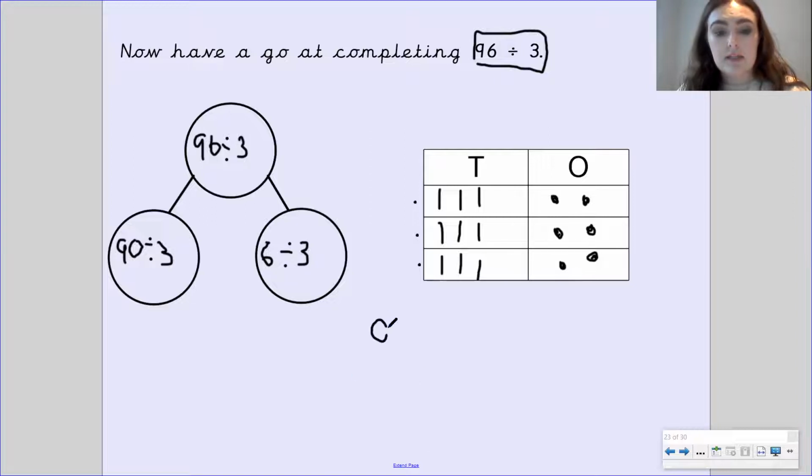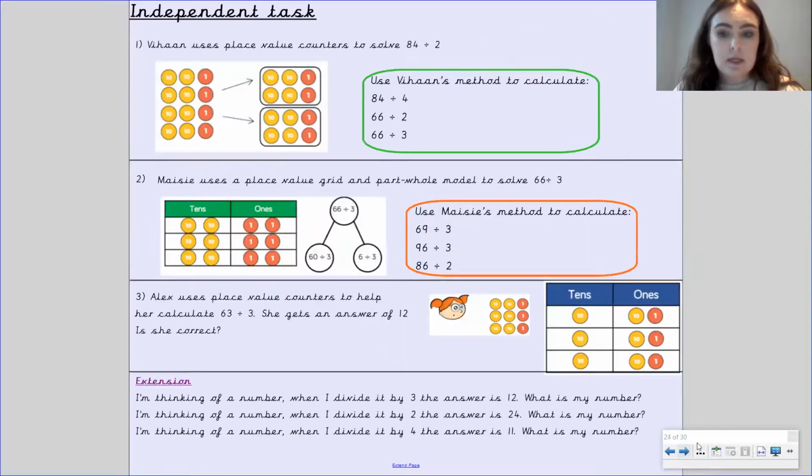So what is 96 divided by 3? Pause the video to have a think. Well done if you got that. It is 32. Great work, guys. Well done. Okay, your task now.